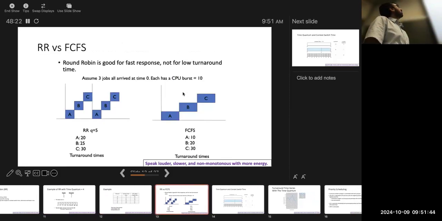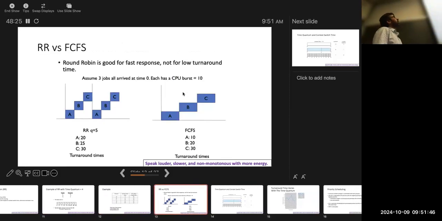Okay, so round robin compared with FCFS. Round robin is good for fast response time, but it is not good for turnaround time. We always want lower response time and also lower turnaround time. So the good thing about round robin is that it reduces the response time, but not the turnaround time. And here is an example. Let's say that you have 3 jobs and all of them arrive at time 0. And each has a CPU burst time of 10, right?